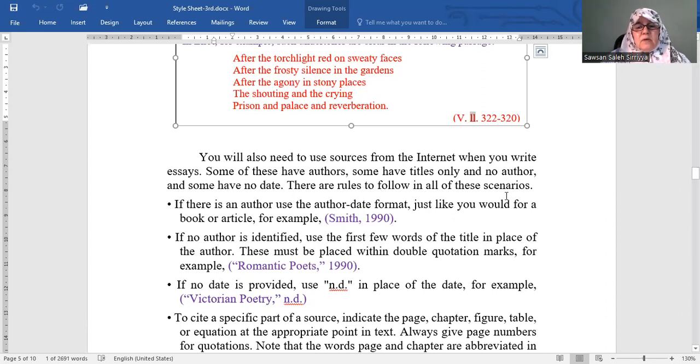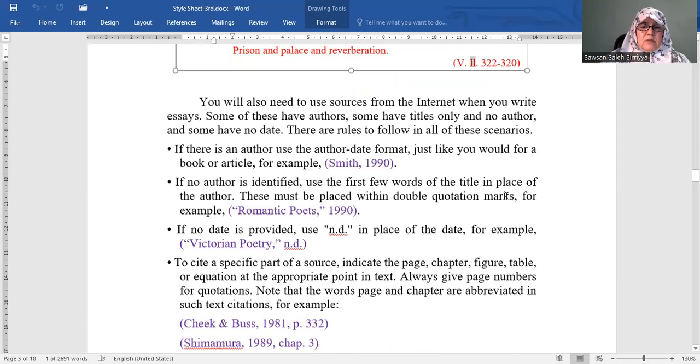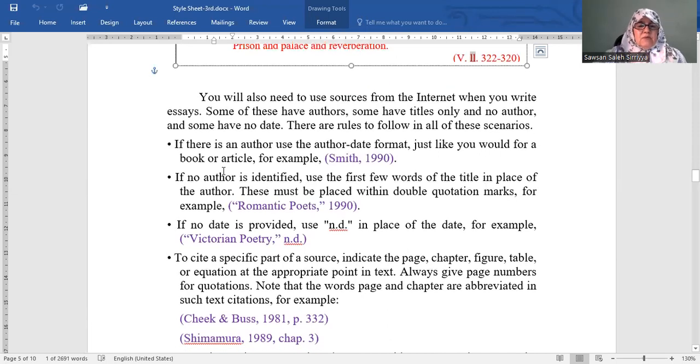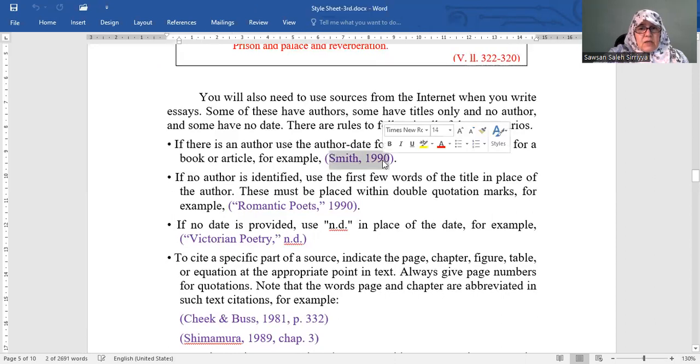There are rules to follow in all these scenarios. These are the examples from the APA, the last version. If there is an author, use the author-date format. It means Smith, 1990, just like you would for a book or article, for example. If this is taken from online, you don't have the page number. So I write the author and the year.